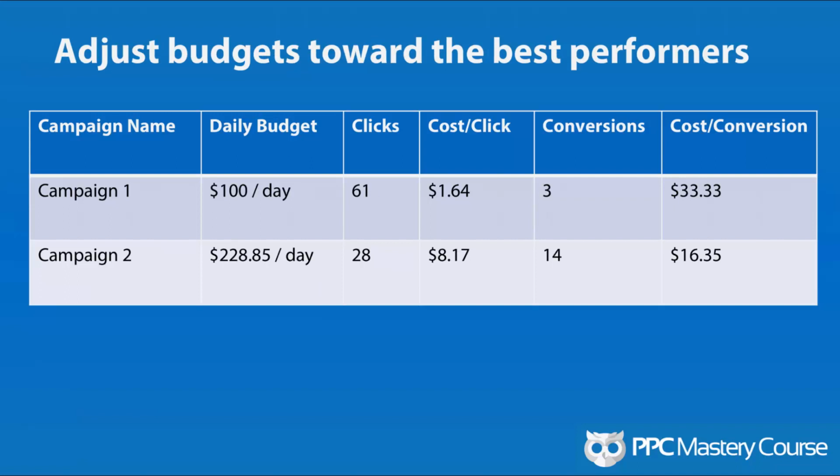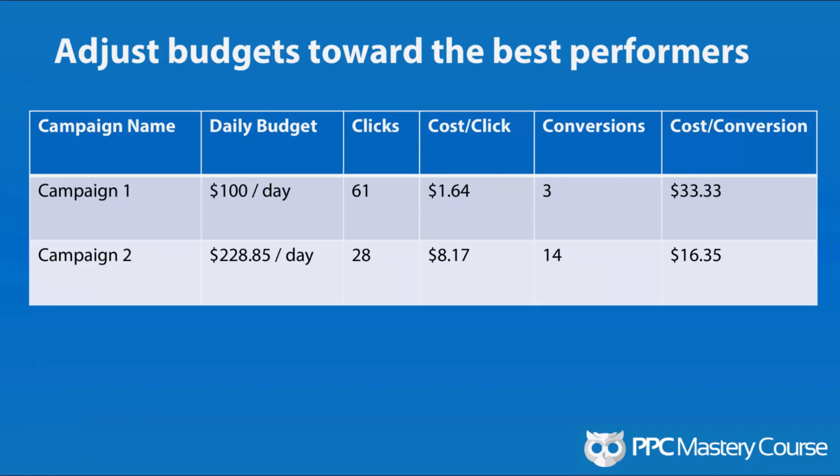So we brought campaign 1 down to just $100 a day, and everything else remained the same, but we ended up getting fewer clicks because we spent less money, same cost per click, and we got fewer conversions. So we only got 3 conversions in this case, and cost per conversion is pretty much the same as what it was. Now, on the other hand, if we add more budget to campaign 2, then we're going to get more clicks. We're going to pay about the same amount of money per click, but we're going to get more conversions at a similar cost per conversion.